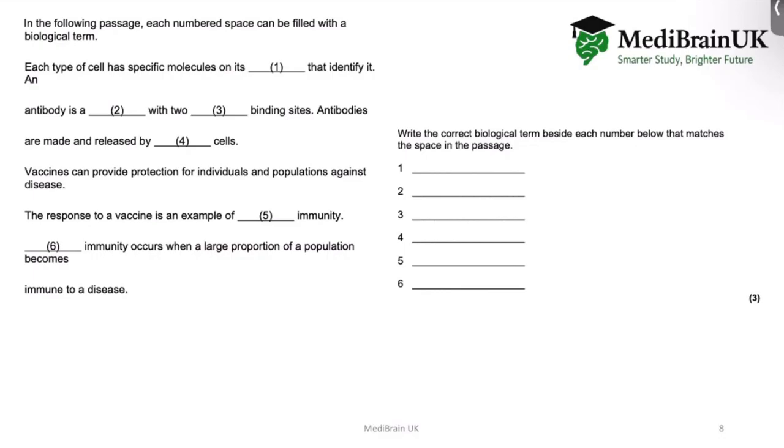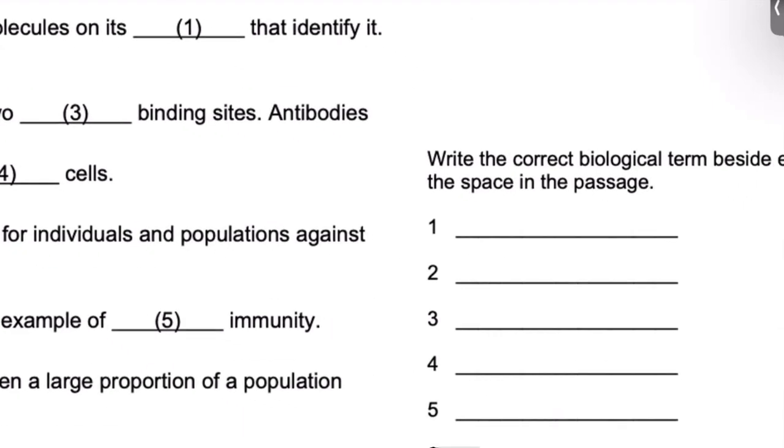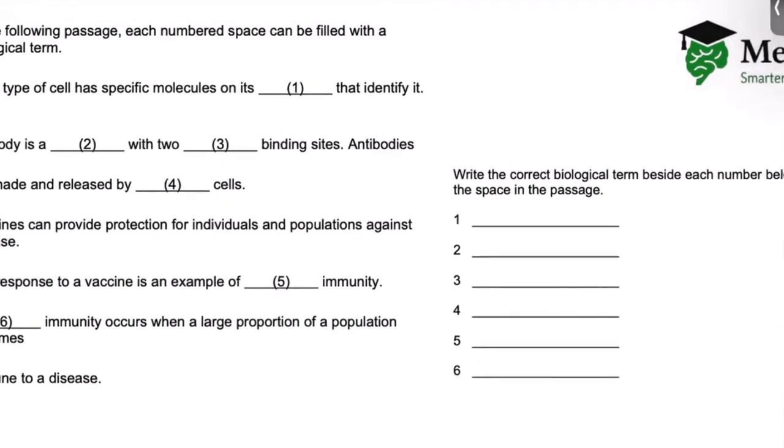Okay. So I'm going to start going through the answers. It says each type of cell has specific molecules on it, something that identifies it. So what does each cell have on its surface? Where are the specific molecules present? They are present on the cell membrane of the cell. So the first answer would be cell membrane.